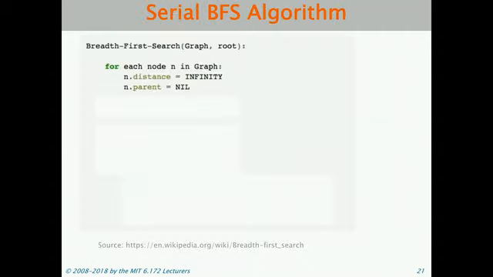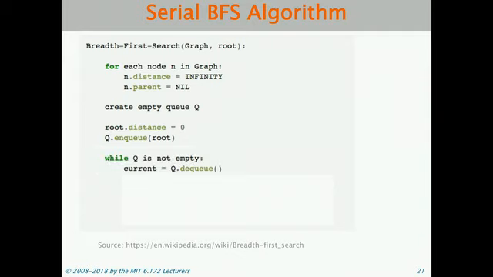So let's now look at a serial BFS algorithm. And here I'm just going to show the pseudocode. So first, we're going to initialize the distances to all infinity. And we're going to initialize the parents to be nil. And then we're going to create a queue data structure. We're going to set the distance of the root to be 0, because the root has a distance of 0 to itself. And then we're going to place the root onto this queue.